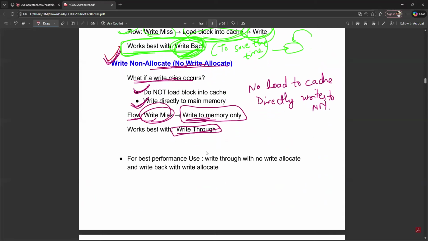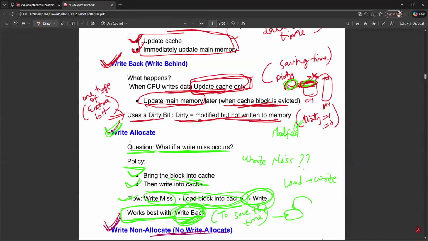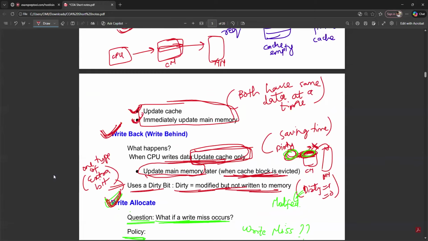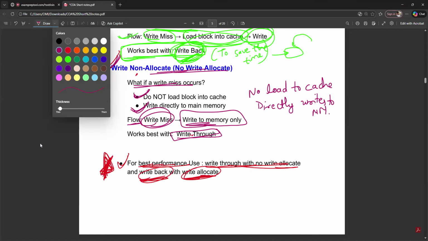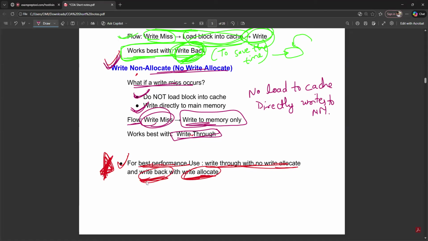So for best performance, this is the line you have to remember. This is the concept: if you know the meaning of all four, you can easily get to know what it means. For the best performance, you have to use write through with no write allocate, and write back with write allocate. And I explained why you use write back with write allocate and write through with no write allocate.